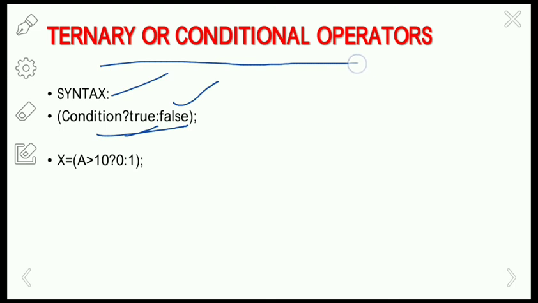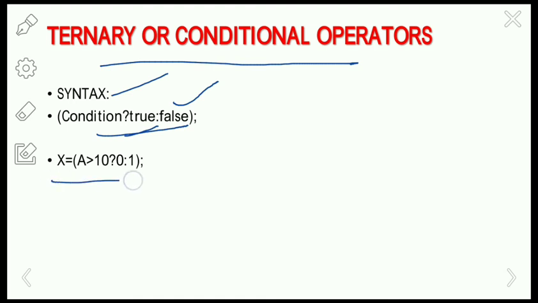Next is the conditional operator: condition ? true value : false value. So here the syntax is a condition with the true or false. Conditional operators return one value if the condition is true, and another value if the condition is false. This operator is also called the ternary operator. This is equal to an if-else conditional statement, which will be discussed in the upcoming videos.